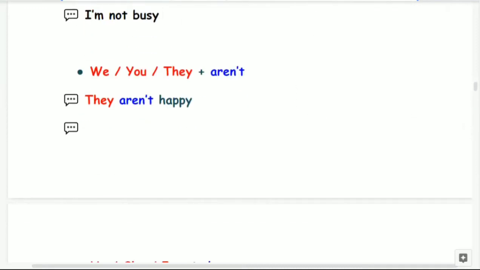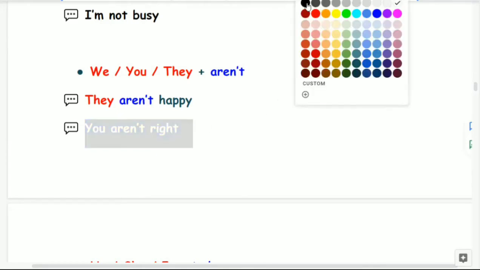Daha sonra we, you, they plus aren't. Gördüyünüz kimi aren't. Onlar, məsələn, onlar xoşbəxt deyillər. They aren't happy. Və yaxud da deyək ki, siz haqlı deyilsiniz. Siz, yəni you deyilsiniz. Aren't, you aren't haqlı. Right. You aren't right.